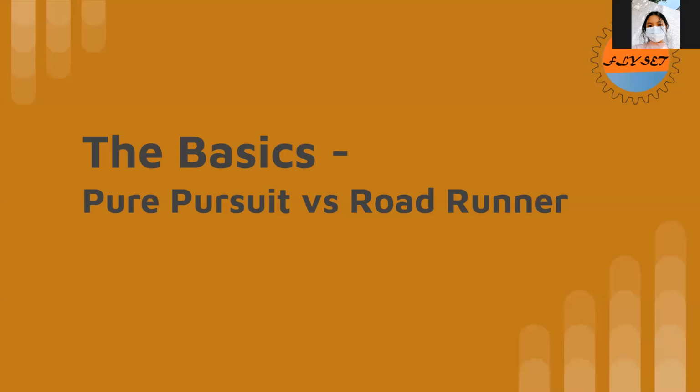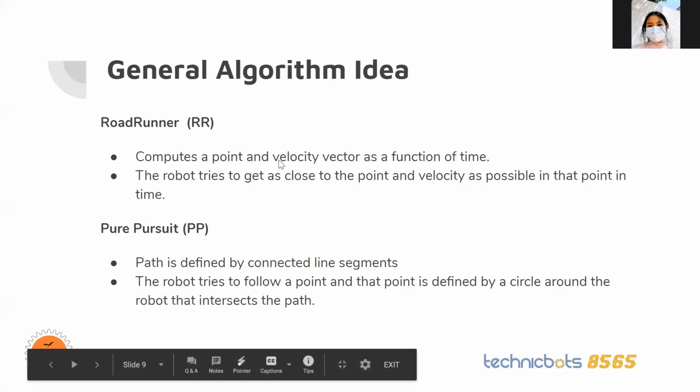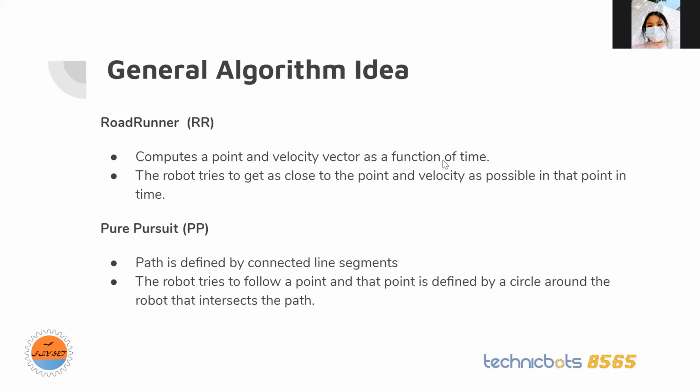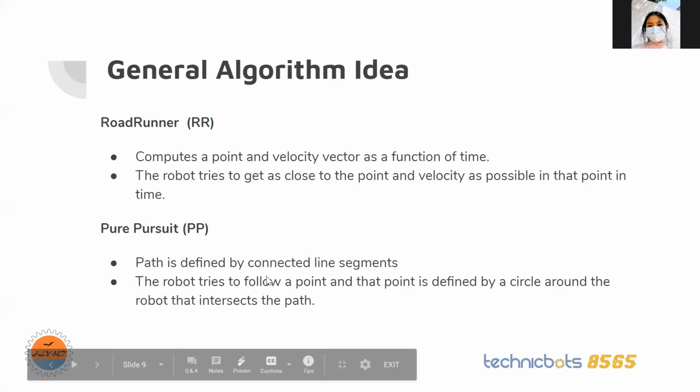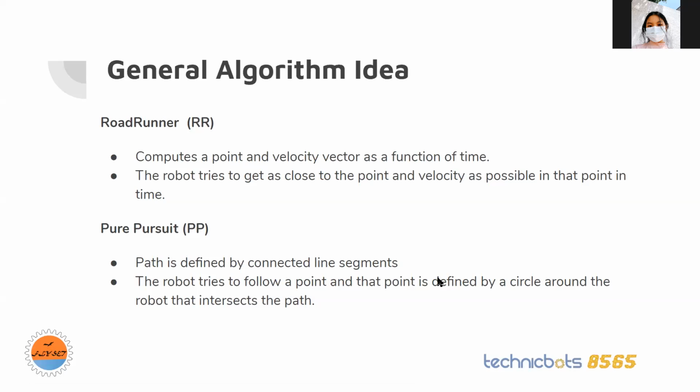All right, so here are the basics of pure pursuit and Roadrunner. Roadrunner computes a point and a velocity vector as a function of time. So basically, at every point in time, the robot tries to get as close as possible to this point and velocity vector. It adjusts itself using a PID controller to try to achieve the position and velocity. In pure pursuit, the path is defined by connected line segments, and the robot tries to pursue a point. That point is defined by the intersection of a circle and one of the line segments.